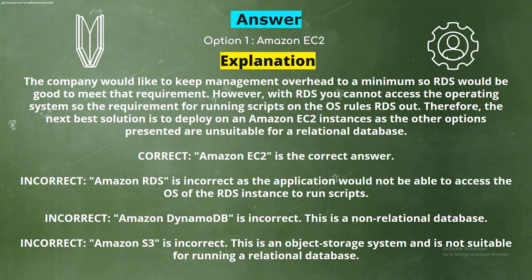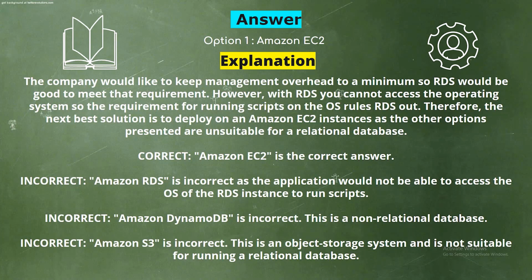However, with RDS you cannot access the operating system, so the requirement for running scripts on the OS rules RDS out. Therefore, the next best solution is to deploy on Amazon EC2 instances, as the other options presented are unsuitable for a relational database. Correct. Amazon EC2 is the correct answer.